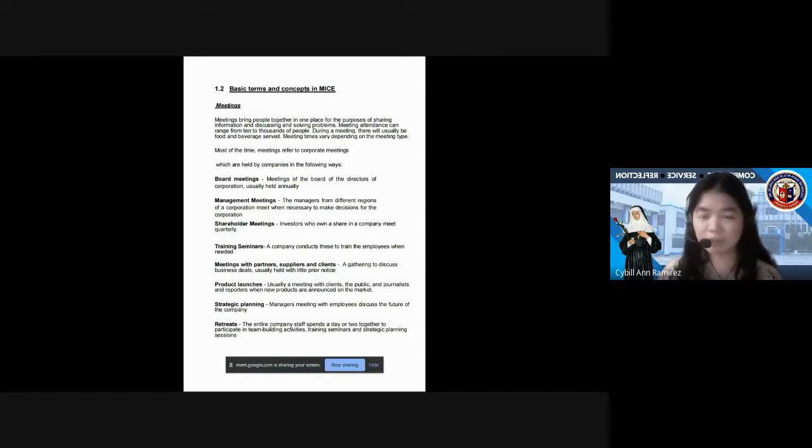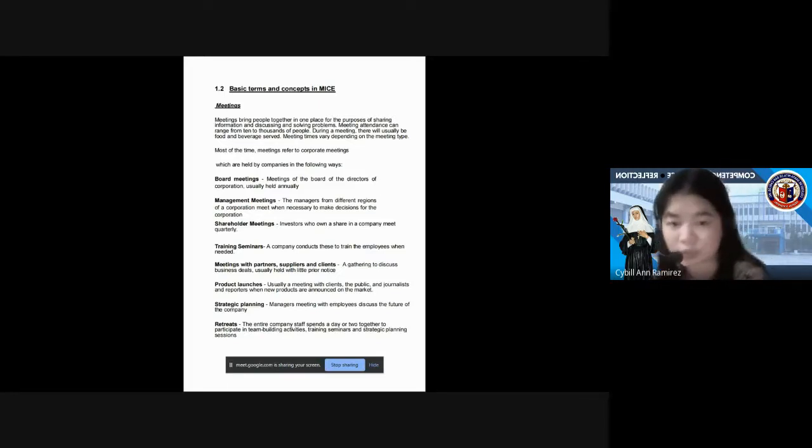So the next is strategic planning. Managers meet with employees to discuss the future of the company. This one is at the lower management level, where the manager has received directives from the top management. So they discuss the plans of the higher-ups, and then, this is what we're going to do in order to achieve the goals that they want to meet.